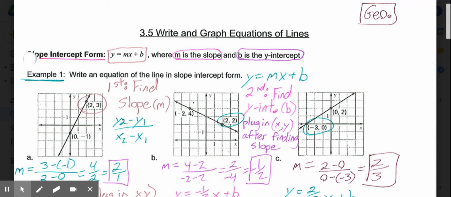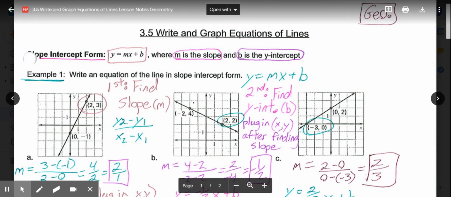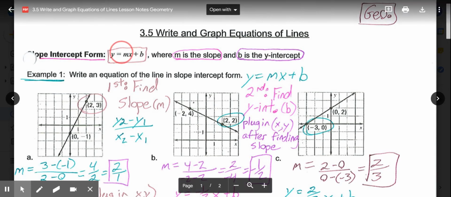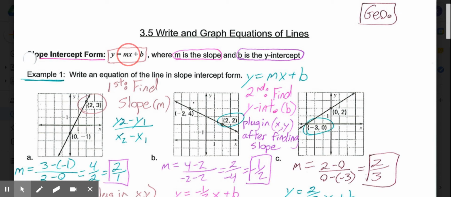So the first thing that we want to remember is slope-intercept form of a line. So y equals m times x plus b. M is always the slope. So wherever m is, m times x, m will always be the slope of your line. B, positive or negative, is your y-intercept. So the slope is always m. The y-intercept is always b.